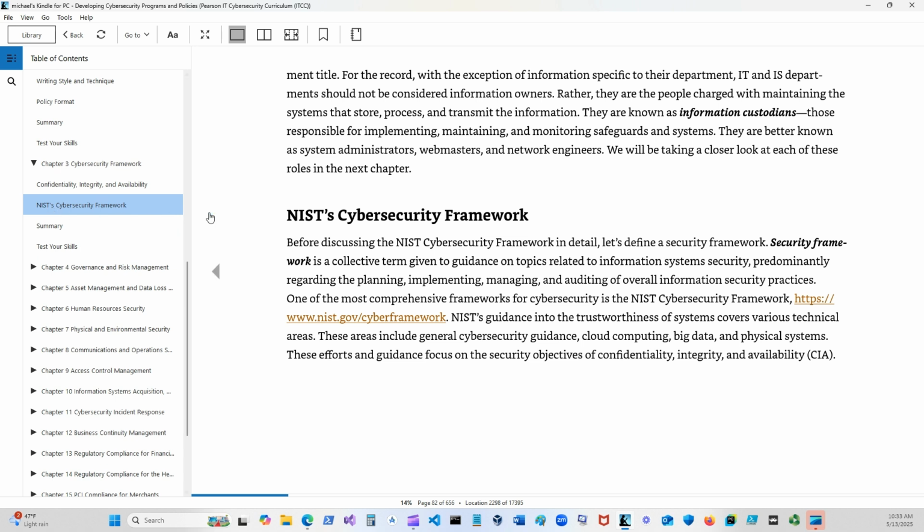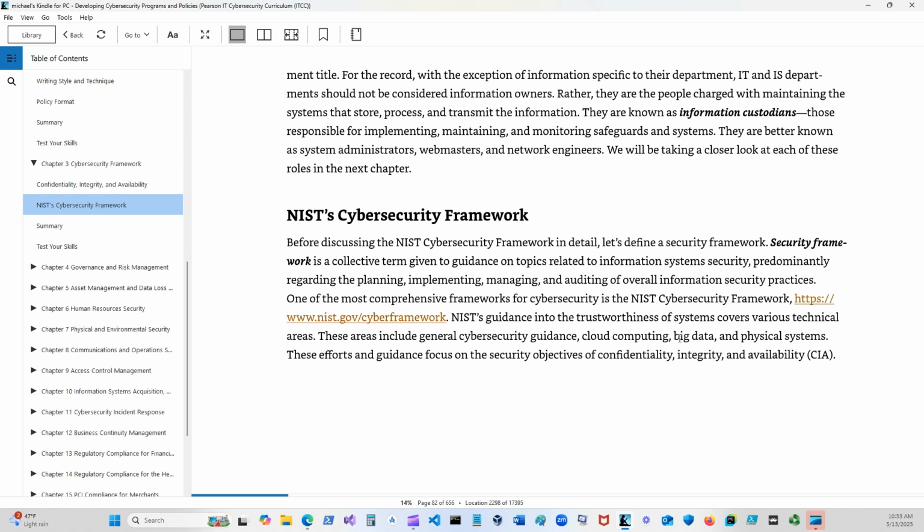Okay. NIST Cybersecurity Framework. Before discussing the NIST Cybersecurity Framework in detail, let's define a security framework. A security framework is a collective term given to guidance on topics related to information security and system security, predominantly regarding the planning, implementing, managing, and auditing of overall information security practices. One of the most comprehensive frameworks for cybersecurity is the NIST Cybersecurity Framework. You can go there, pause it, and you can get this down.